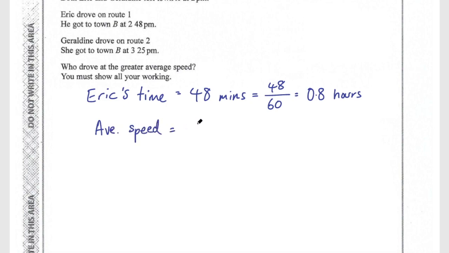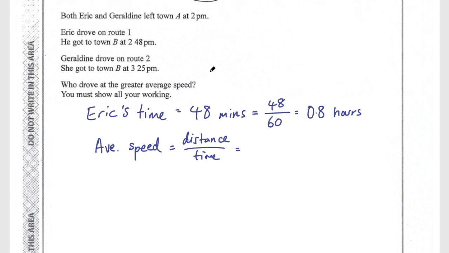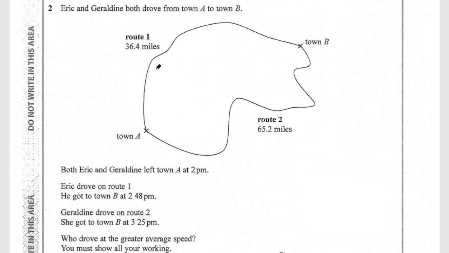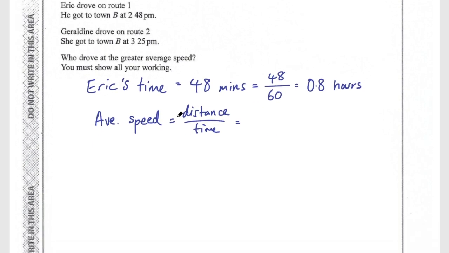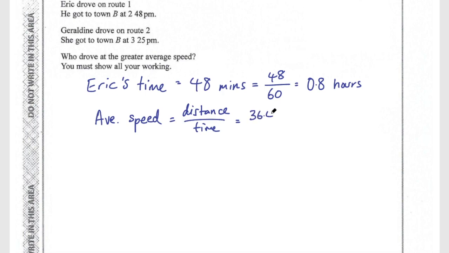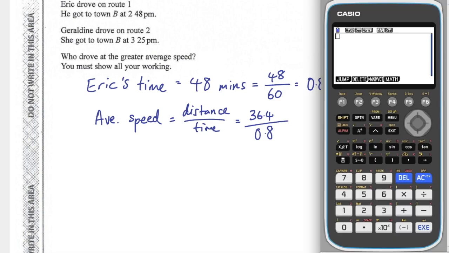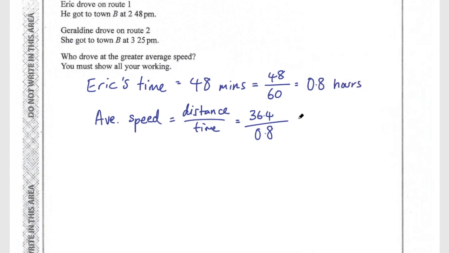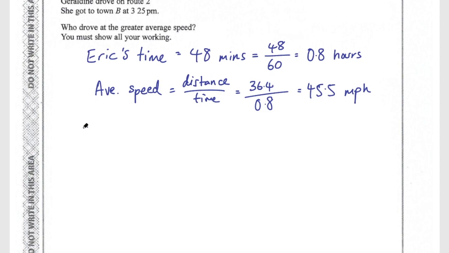is distance over time. And he has traveled, now we need to look at the diagram here, he has traveled 36.4 miles on route 1. So his distance is 36.4. His time is 0.8. So we can put that into a calculator. 36.4 divided by 0.8, and that gives us 45.5, and that will be in miles per hour. So that was Eric's average speed. Now let's look at Geraldine's time and average speed.